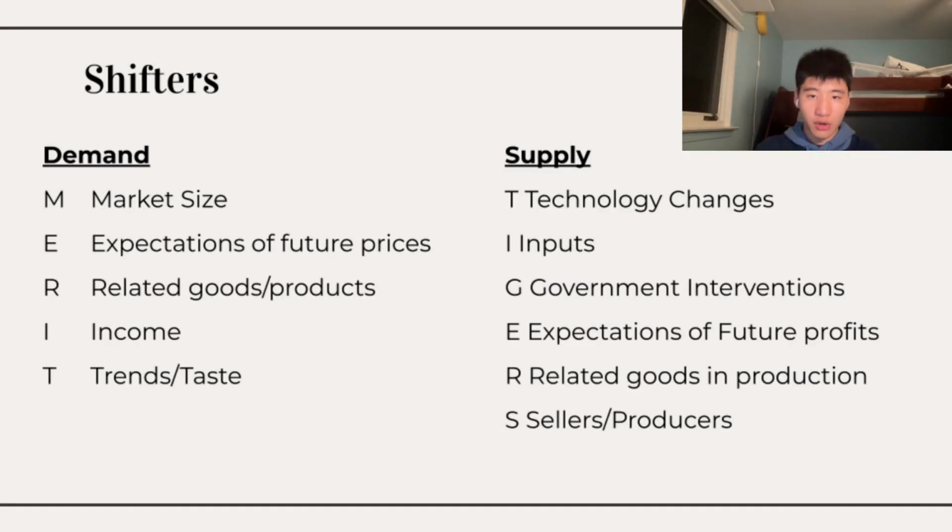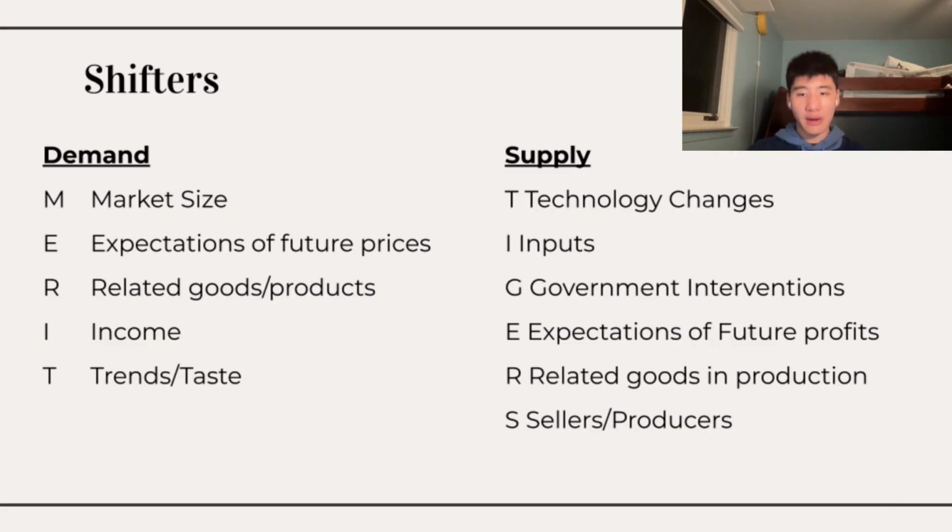So as you may already know, there are different shifters for demand and supply, and we have two acronyms that can help us memorize these different shifters. For demand, we use the acronym MERIT, with M being the market size, E being the expectations of future prices, R being related goods/products, I being income, and T being taste and trends.